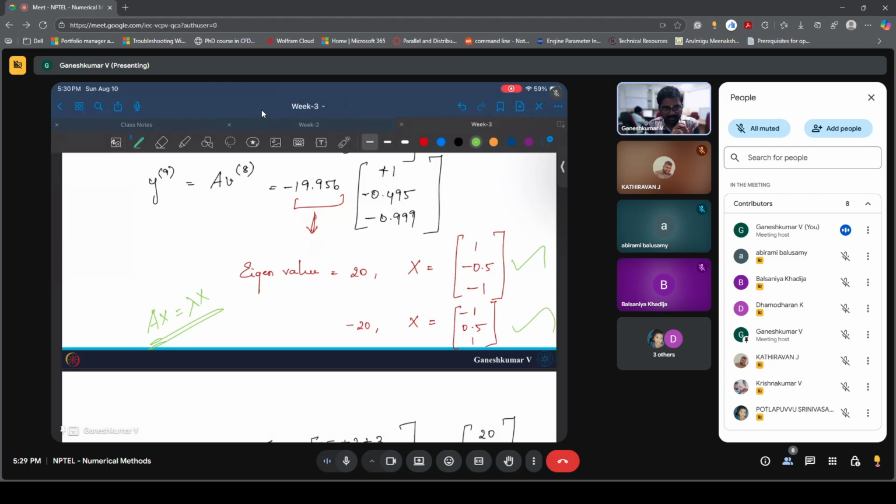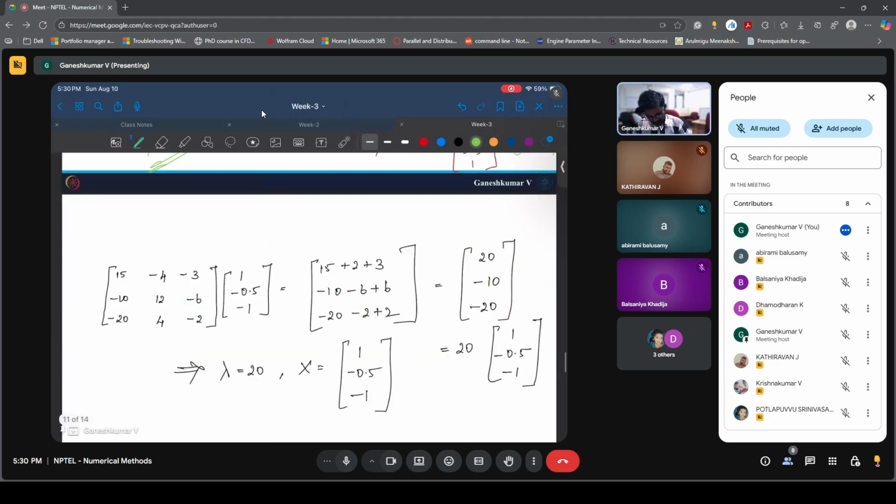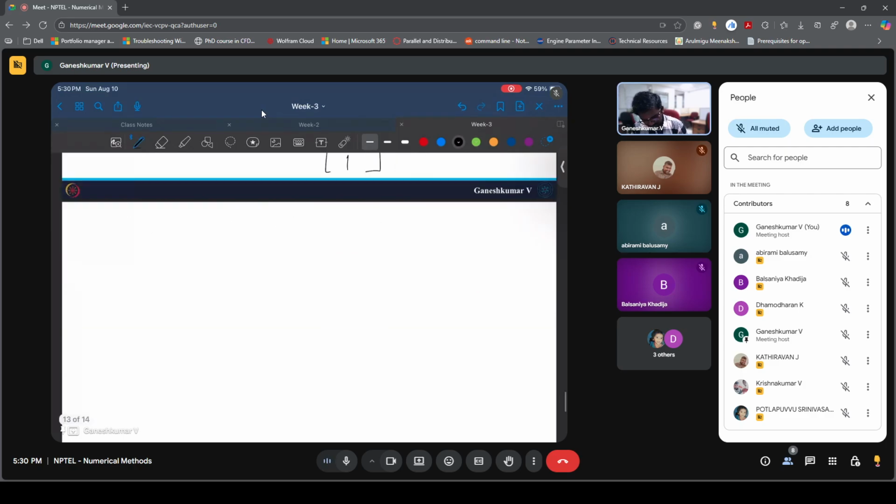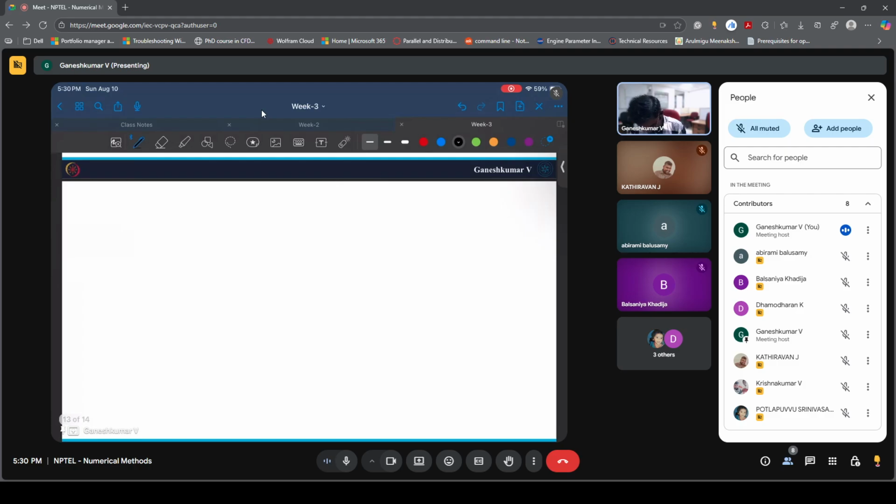But this is still a gray area, I admit, because whether to take 20 or minus 20, I will check. I think probably it is fine. Let me do one more. By the way, if others have any doubts, you can let me know. Let's say if I do a standard eigenvalue thing, what will happen?